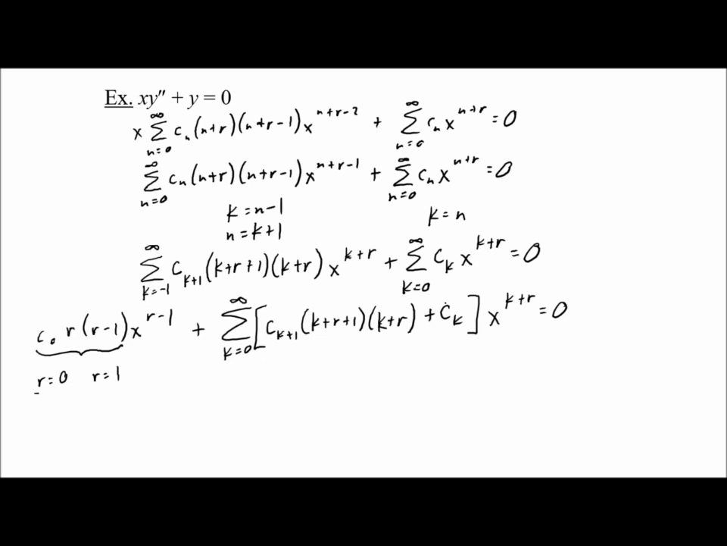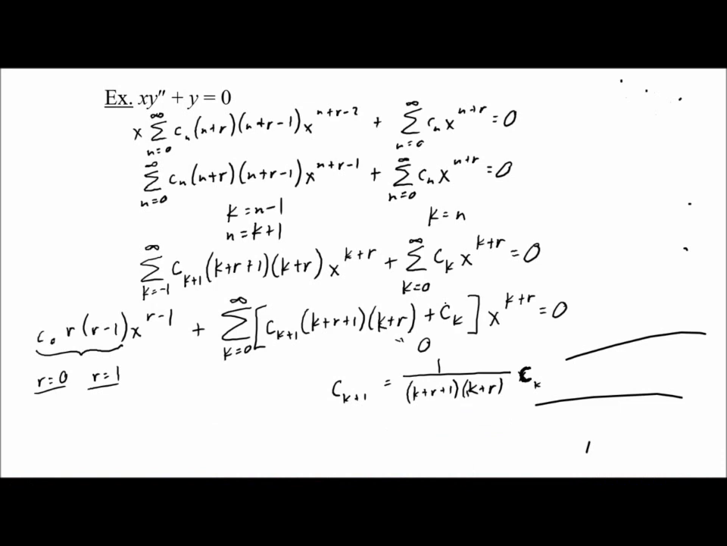And so we end up with our two indicial roots, and that'll lead us to our two solutions. If I set this all equal to 0, I'm going to end up getting c sub k plus 1 is equal to 1 over k plus r plus 1 times k plus r, times ck.